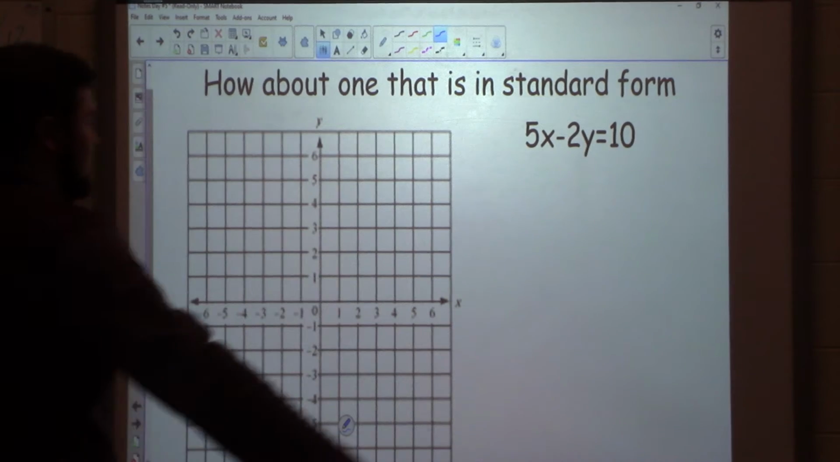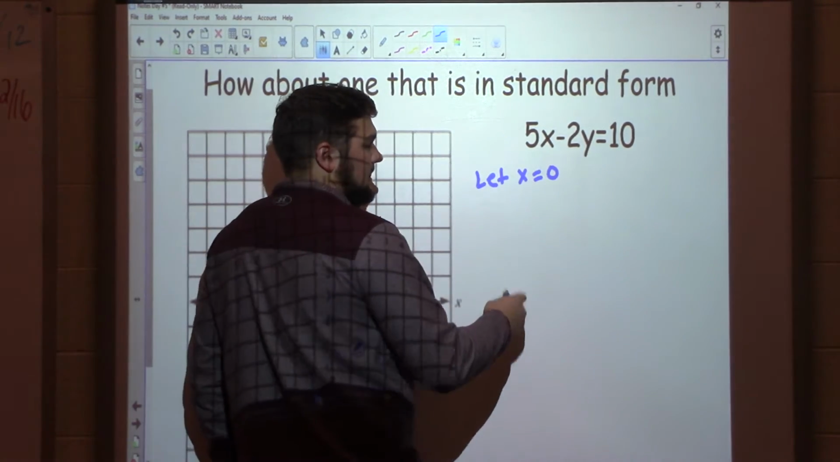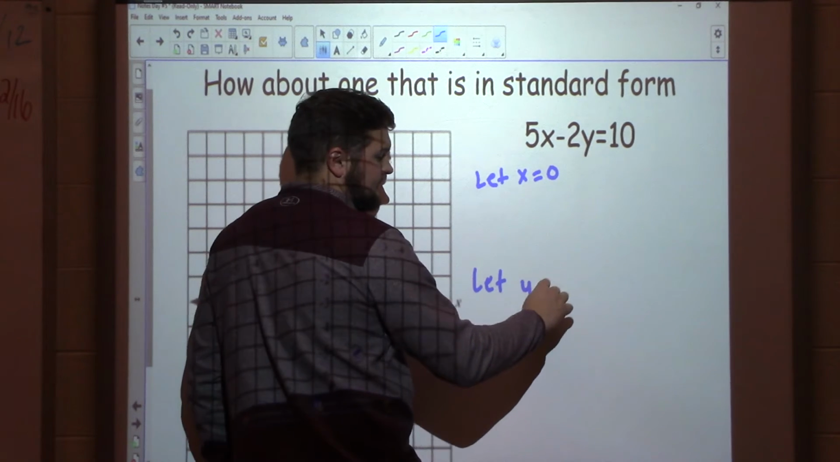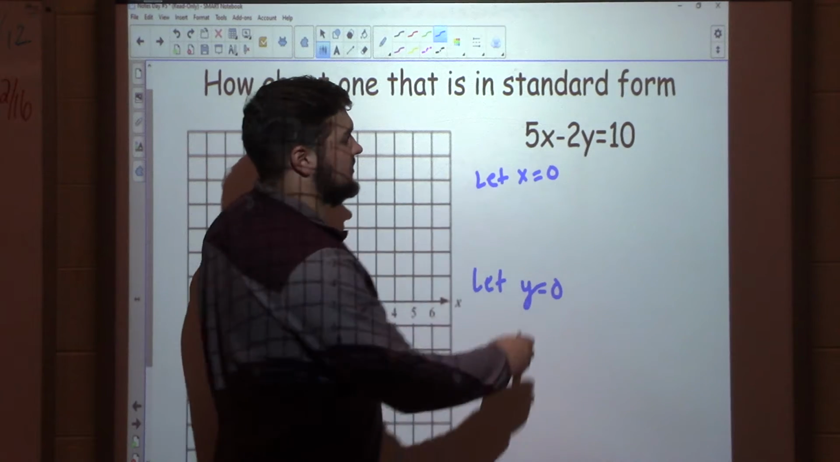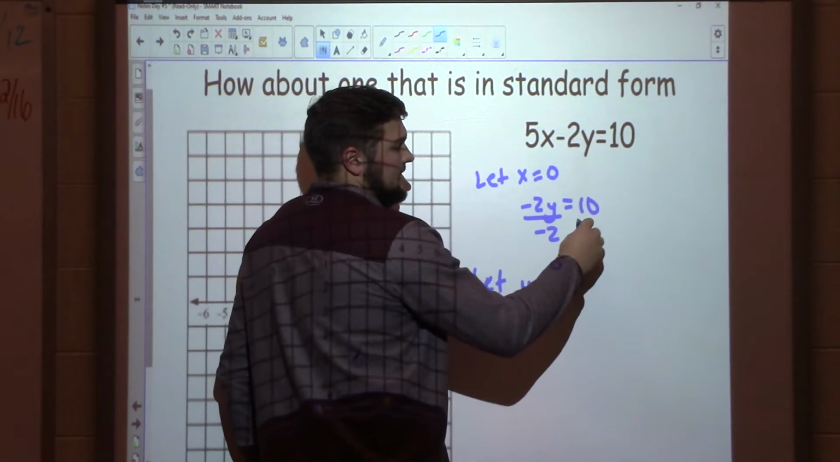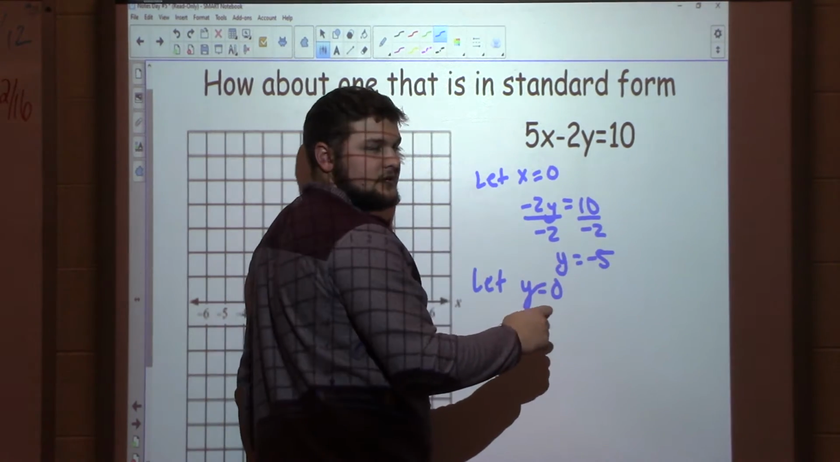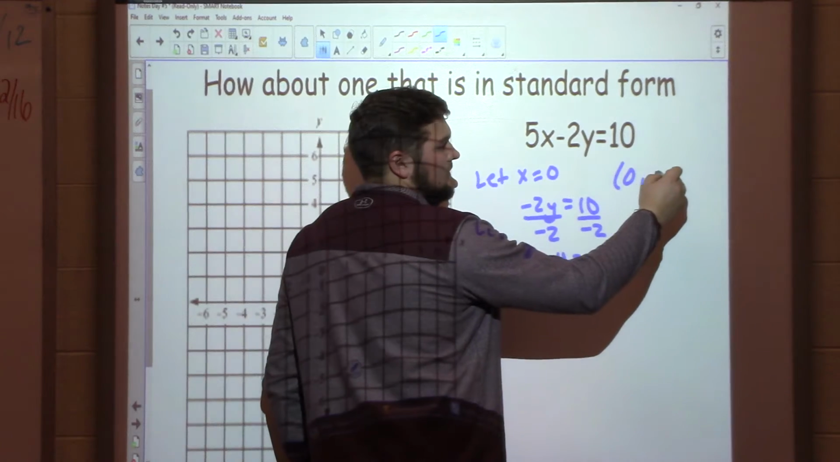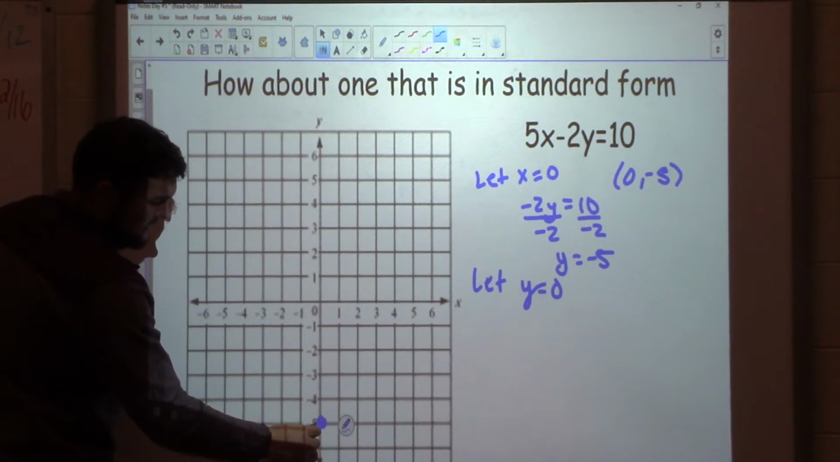Okay, so if I do the cover-up, that means I'm going to let x equal 0 for 1, I'm going to let y equal 0 for 1. So if I let x equal 0, this covers up, goes away, I'm left with -2y equals 10. Divide by -2. I get y is -5. So one of my points then would be (0, -5). So put that on my graph.